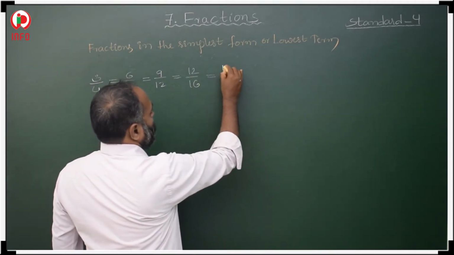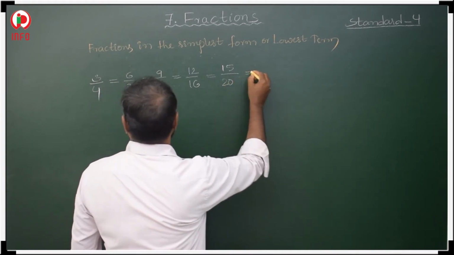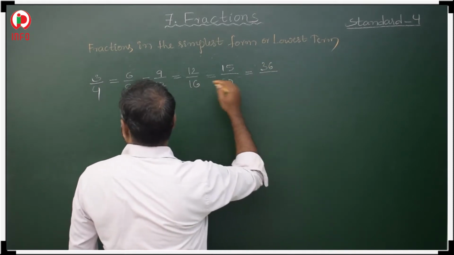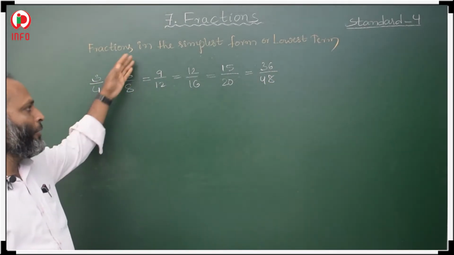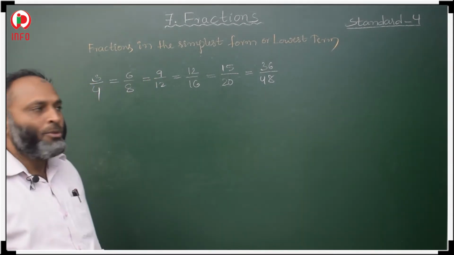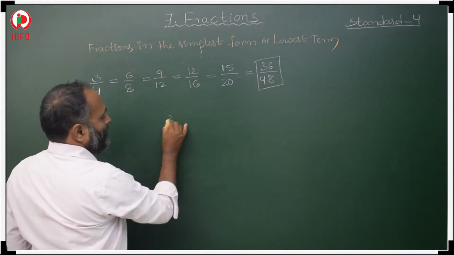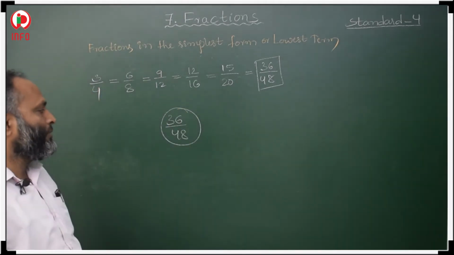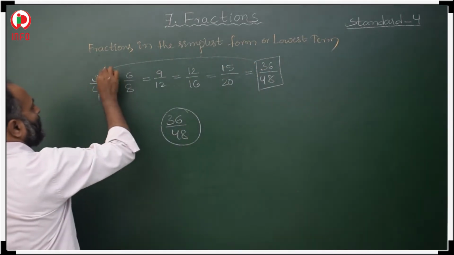3 5s are 15, 4 5s are 20. In the same way, 3 12s are 36, 4 12s are 48. So, like this, if you multiply the numerator and denominator with the same number, then you will get equivalent fractions. Suppose I take this fraction, 36 by 48. What is the simplest form of 36 by 48? The simplest form of 36 by 48 is 3 by 4.